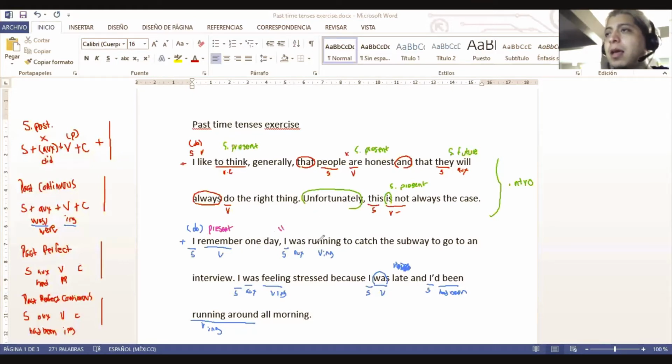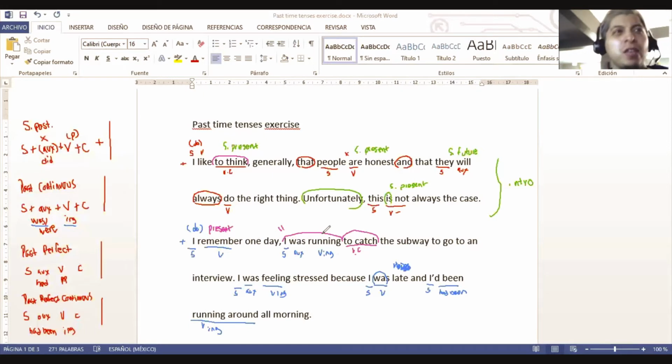Yes, one day I was running to catch the subway. This idea, I was running to catch the subway, is again a verb complement. Remember that when you have a verb in the infinitive, like we had one over here, to think, this is a verb complement, this is another verb complement. I was running, and the reason I was running was to catch the subway, okay? This is the past continuous, so this means that this is not the main point of the story. This is just the context.